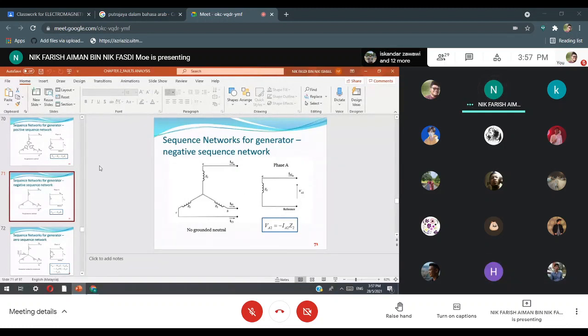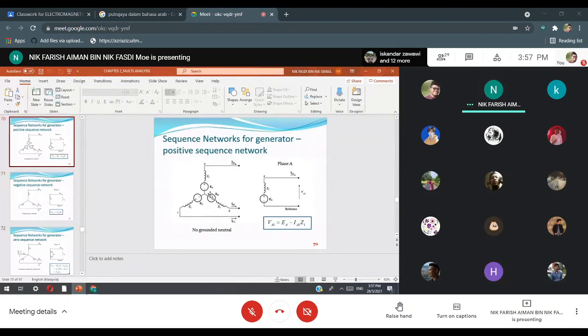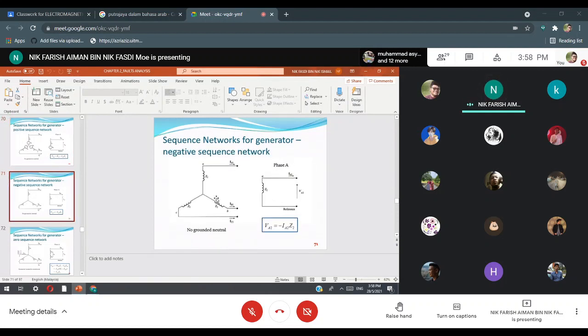It looks empty here, there is nothing. So you must understand, if you need to sketch the negative sequence, make sure you don't draw the sources. It has no source. It only has the negative sequence impedance. Z2 is the negative sequence impedance. So the numbering must be correct, the labeling must be correct, don't get it wrong.